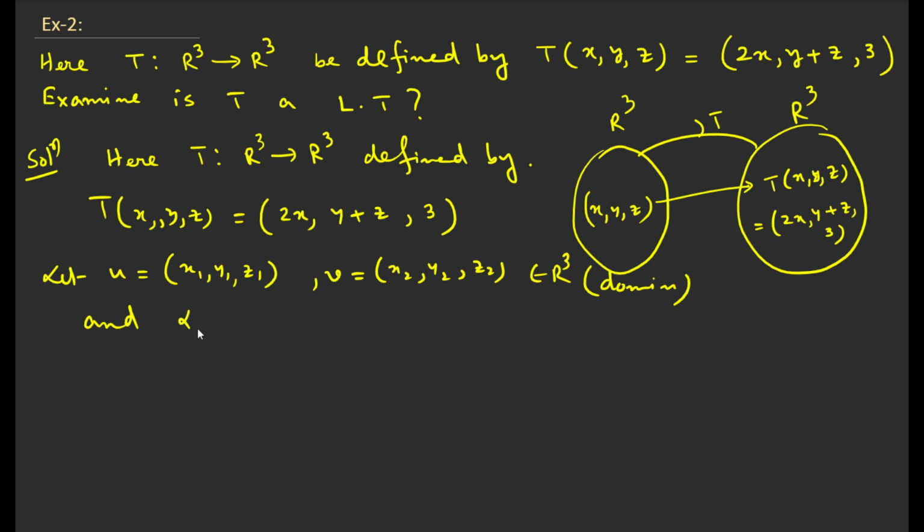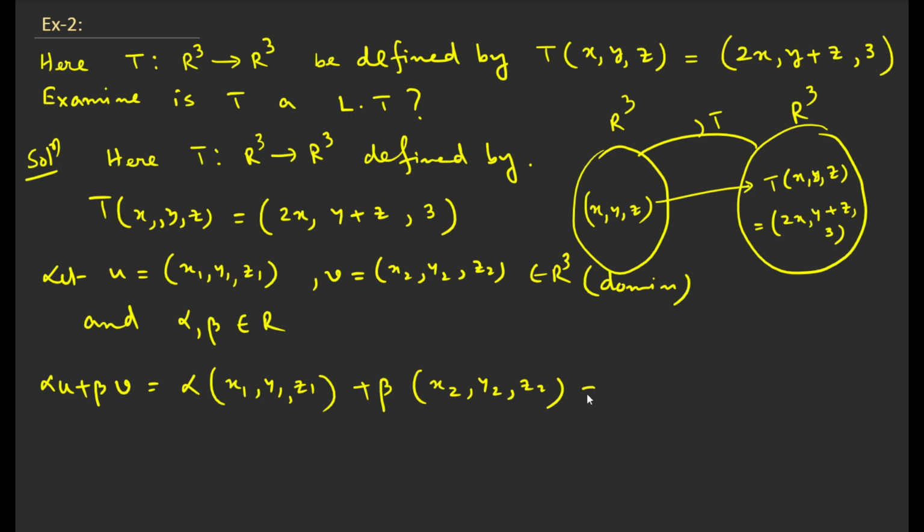And take two scalars, alpha, beta belongs to R. Though it is not mentioned here, the field is R. So first you find alpha u plus beta v. Our alpha u is x1, y1, z1, and then x2, y2, z2. If you combine them, we write alpha x1 plus beta x2, alpha y1 plus beta y2, and alpha z1 plus beta z2.